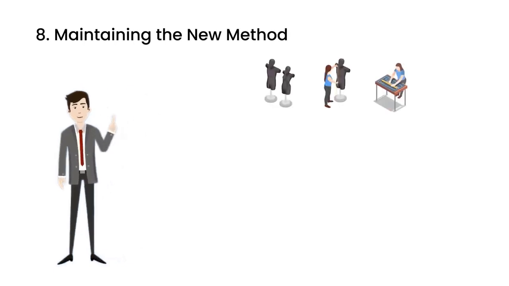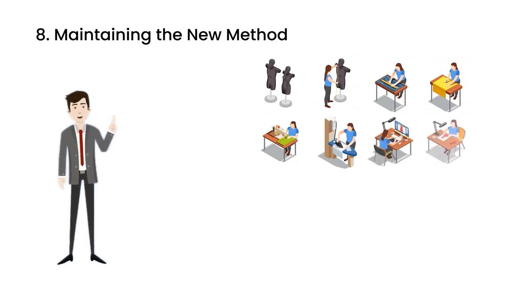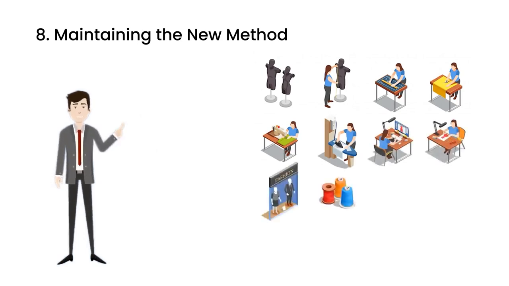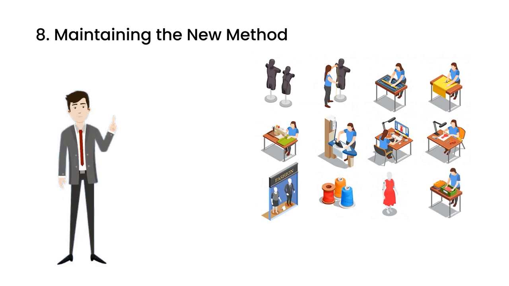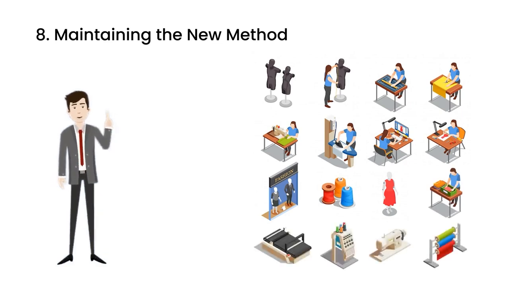Maintain the new method. Action by the work study department is necessary to maintain the application of the new method, because human nature being what it is, workers and supervisors or charge hands will tend to allow a drift away from the method laid down if there is no check. Verify at regular intervals that the improved method as defined is in fact in use.